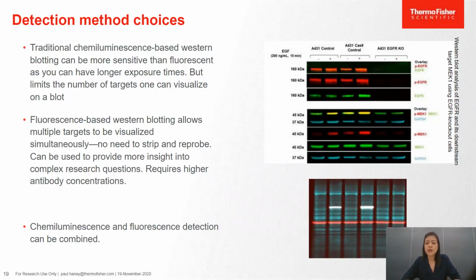Multiplexing is very useful when looking at targets that have the same or very close molecular weight, such as in the figure on the right. You can see that total MAC1 and phospho-MAC1 have the same molecular weight, and the housekeeping protein GAPDH is also very close in molecular weight. With fluorescence Western blotting, it is possible to visualize all of these on the same blot. It is also possible to combine chemi and fluorescence detection on the same blot.